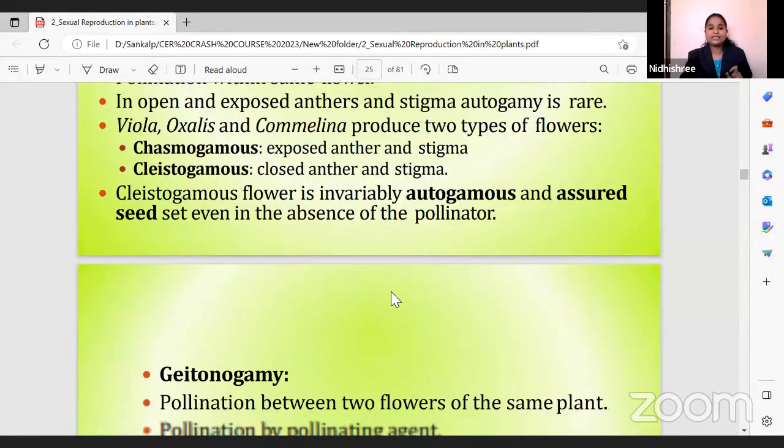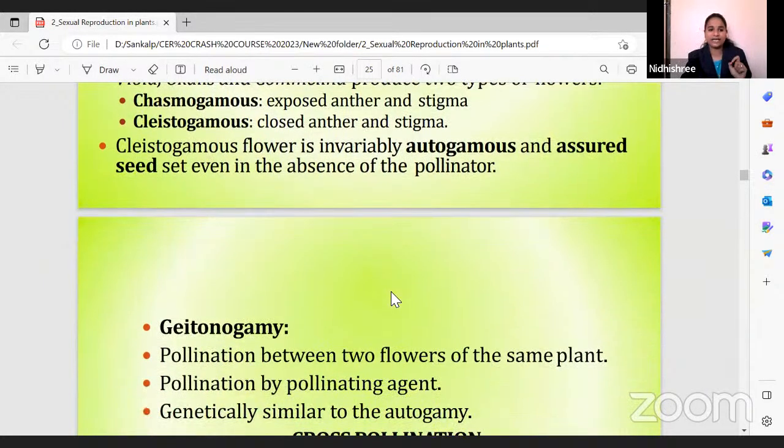Cleistogamous flowers are purely autogamous and assured seed set even in the absence of pollinator. Pollinator is not needed in cleistogamous flowers, because anther and stigma will be closed. So pollination happens inside. That is why it is called autogamous. Then there is no need of pollinator at all.